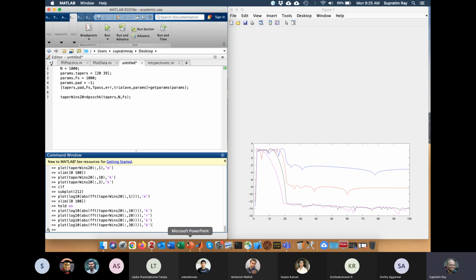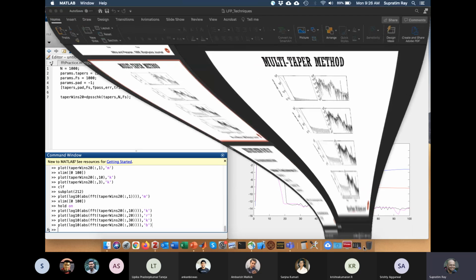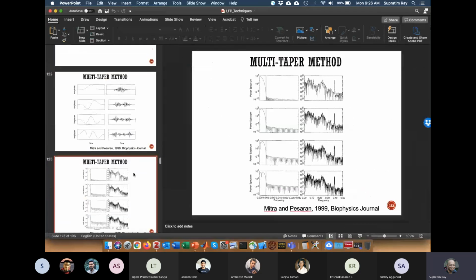Okay, any questions on this? So I'm done with multi-taper. I'm now going to move on and start time frequency analysis. If there are any questions, please let me know. Okay, so let's move on now.